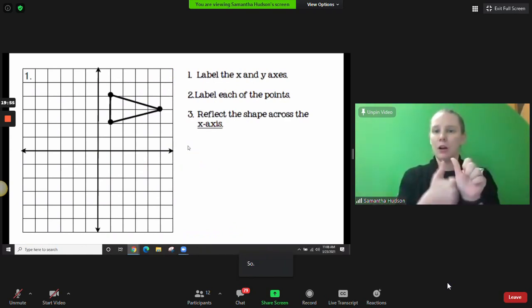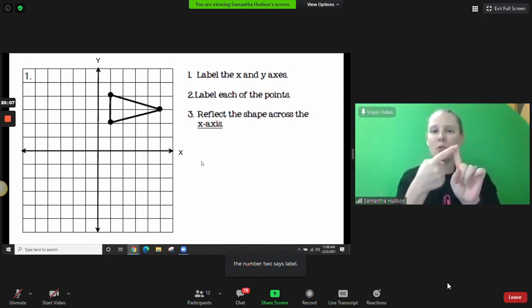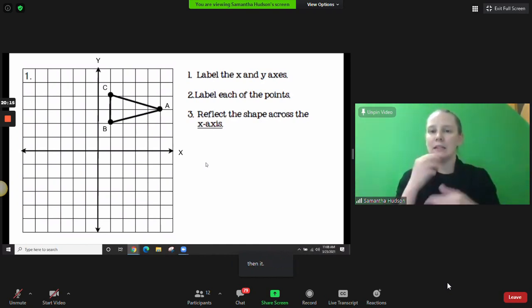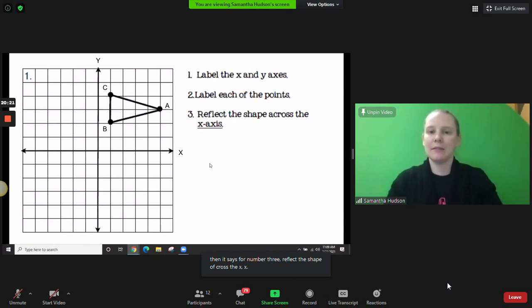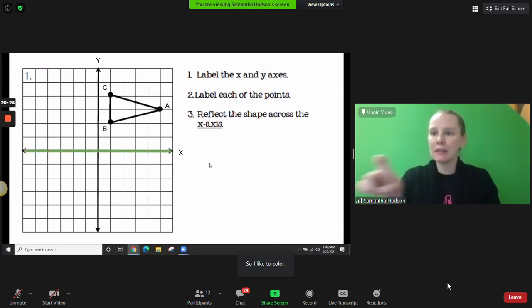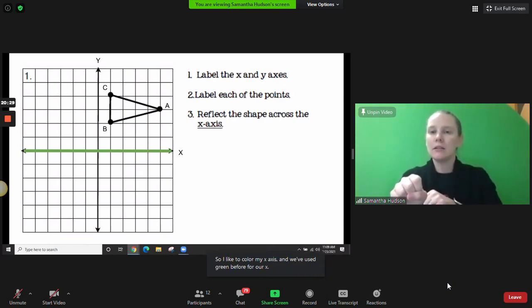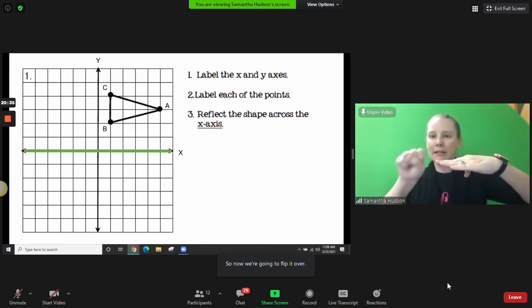So we need to follow the directions, and it says label your X and Y axis first. Then number 2 says label each point. So we have A, B, and C. Then for number 3, reflect the shape across the X axis. So I like to color my X axis, and we've used green before for our X. So now we're going to flip it over the X axis.